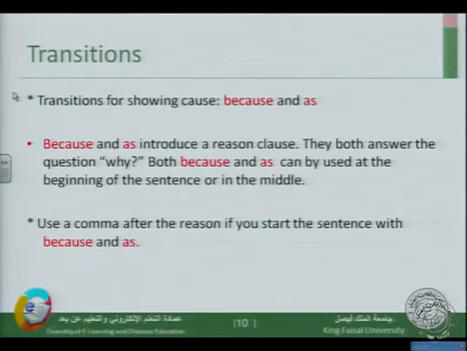Because and as can be used at the beginning of a sentence or in the middle. You need to pay attention that you have to use a comma after the reason if you start the sentence with because and as. So these are some pieces of advice on what you can do when you write a cause and effect essay.